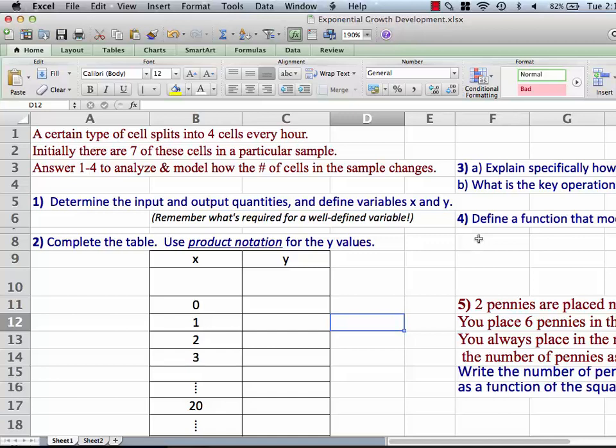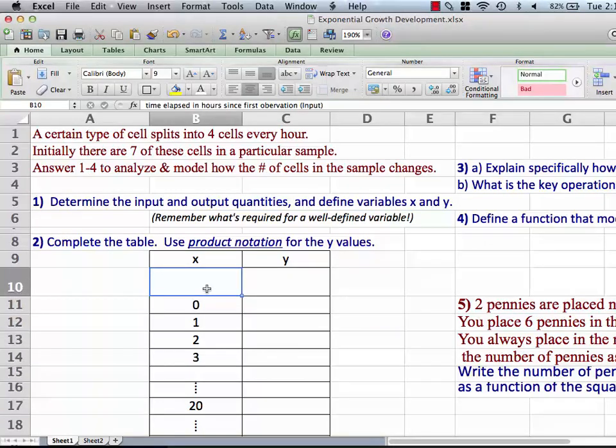So if a certain type of cell splits into 4 cells every hour, how might we, Jaden, x? What's that? Hours. How about that for defining a variable, hours? Oh, hours that the cell divides. How about Morgan? You want to try? How could we define the variable x? He wants hours, which is our unit. That's good. That's part of it.